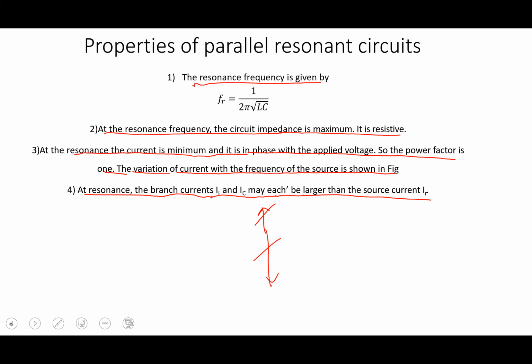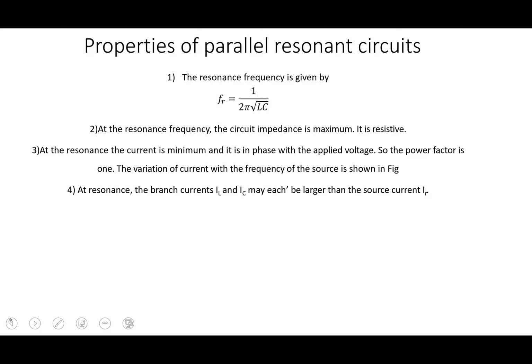Now, at the end, we can simply say that we have understood the concept and properties of resonant RLC circuits, in series as well as in parallel form.